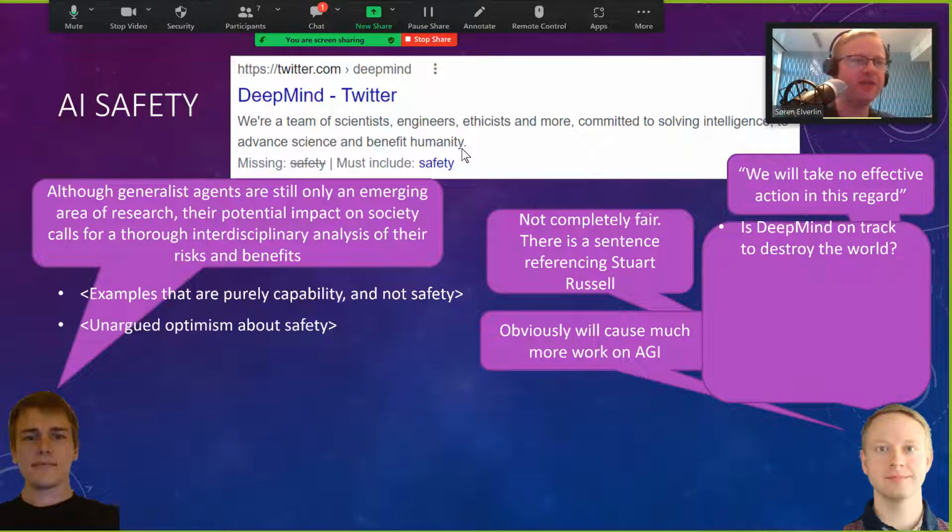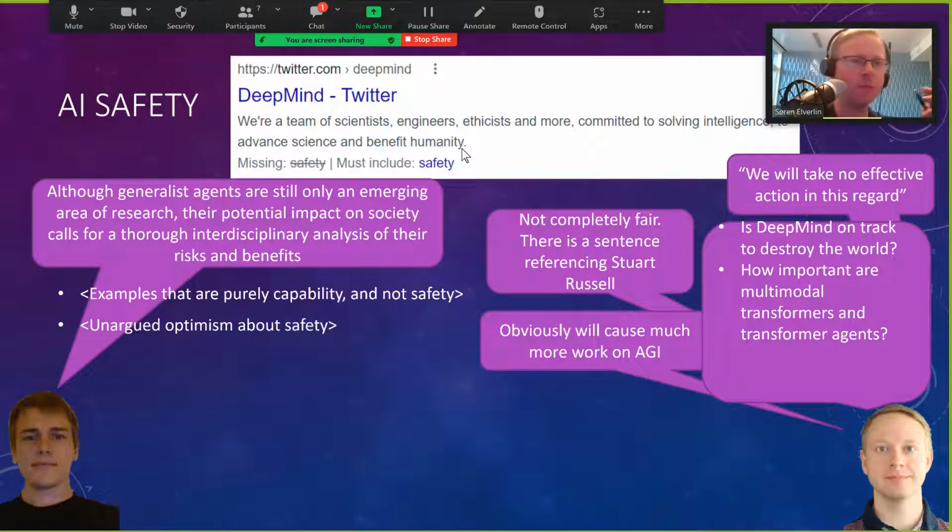Zooming out a bit, is DeepMind in fact on track to destroy the world? I think this paper definitely does not seem to be trying very hard to engage with this, or to look into whether we humans end up with a better strategic situation or a worse one. And in my analysis, it kind of depends. It's not obvious to me that this is a big step towards AGI.